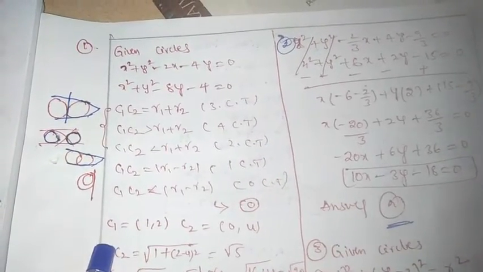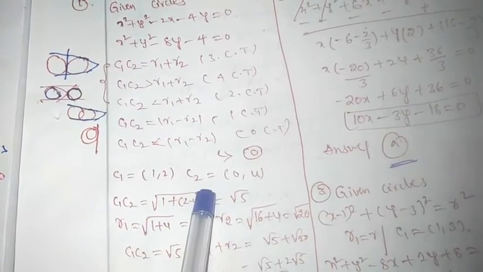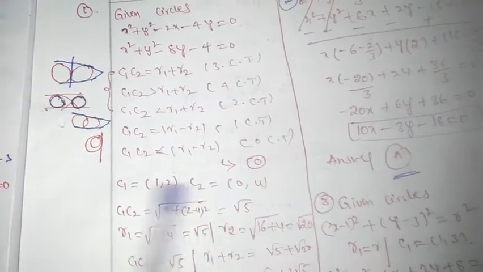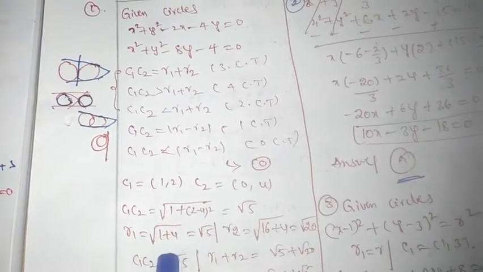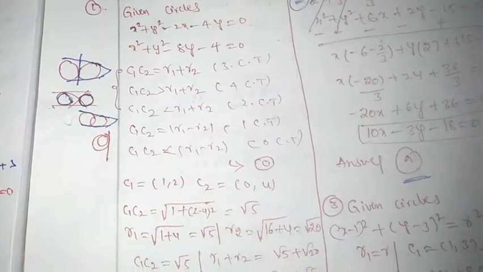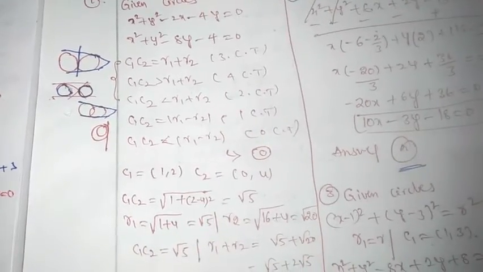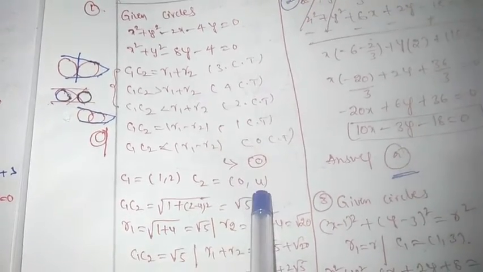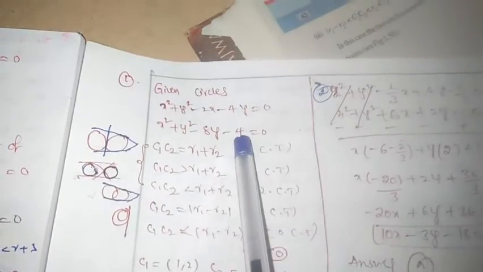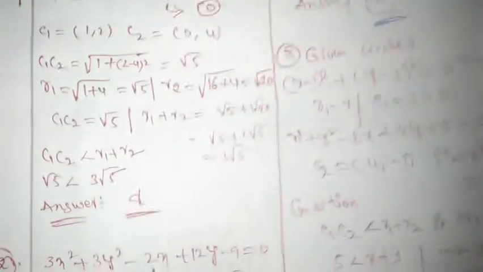Now from the given circles, the center C1 is (1, 2) and C2 is (0, 4). Finding the distance between the centers, we get root 5. Here R1 formula is the square root of g² + f² − c. Substituting 1² and 2², which is 4, there is no constant value, so R1 is root 5. R2: 0² is 0, 4² is 16, and the constant value is −4, which becomes plus 4. So root of 16 plus 4, clearly root 20.